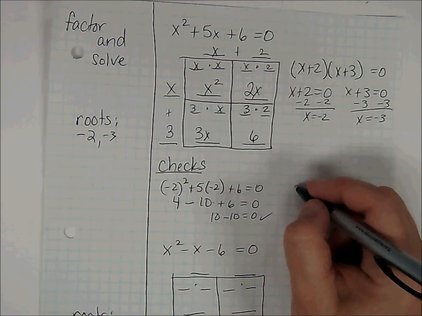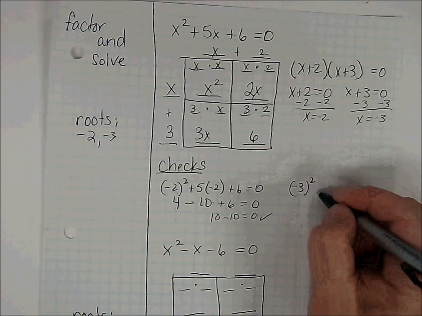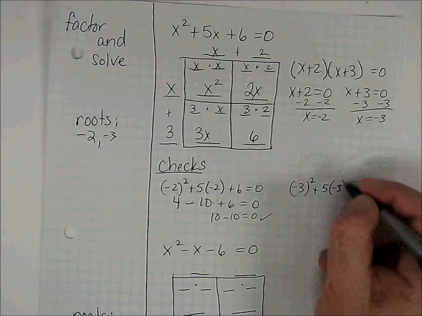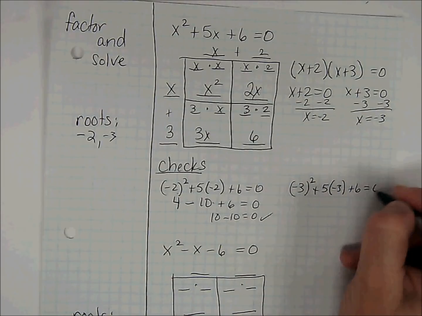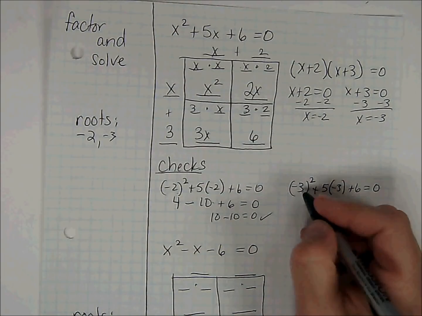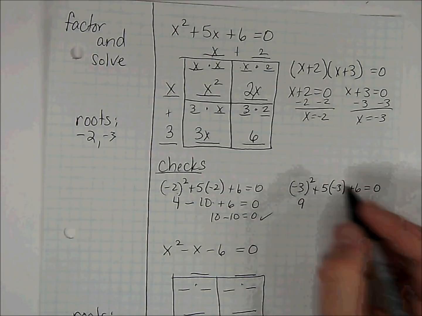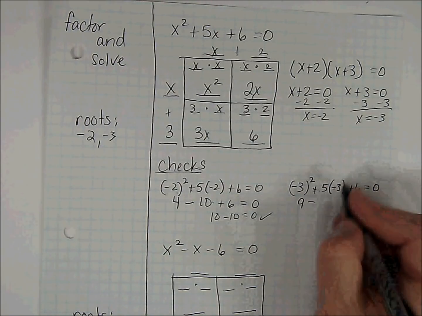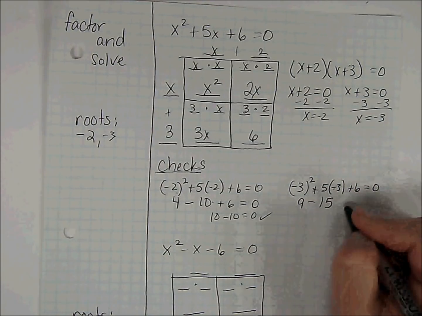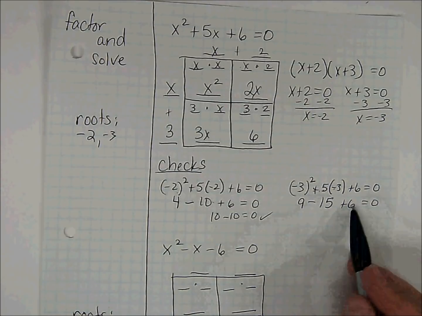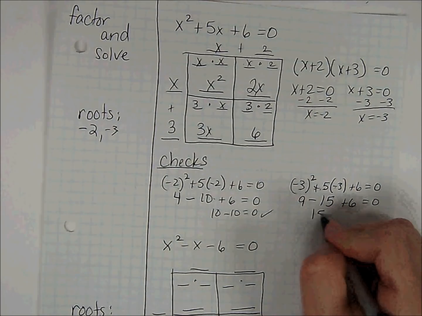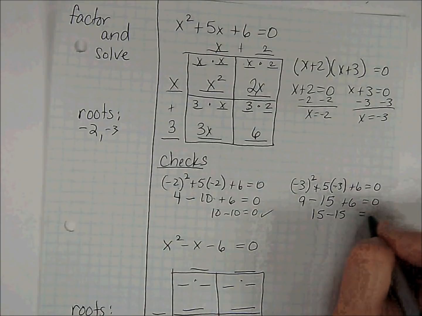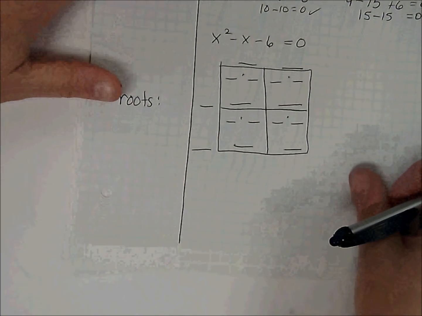X squared, so negative 3 squared plus 5 times negative 3 plus 6 equals 0. Negative 3 times negative 3 is a positive 9. Negative times a positive is a negative. 5 times 3 is 15. If I go 6 plus 9 is 15, minus 15, it equals 0. Let's try another one. Again, we have to do the factoring.